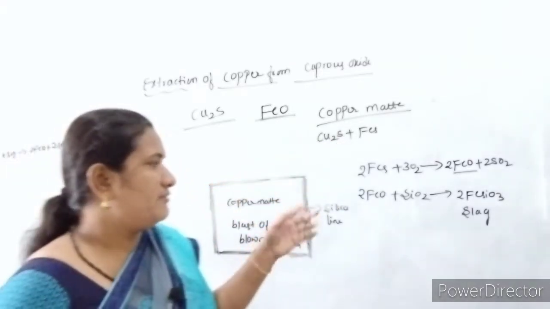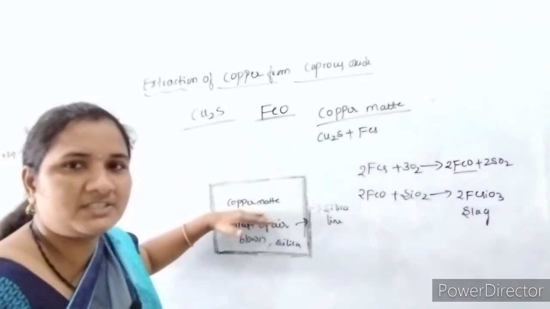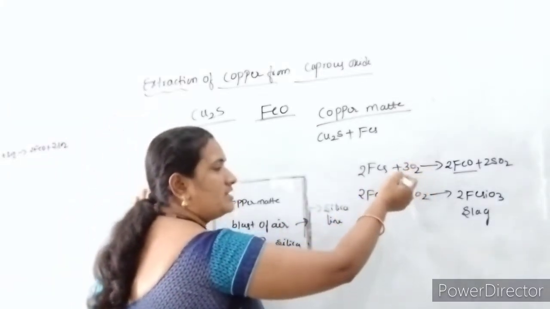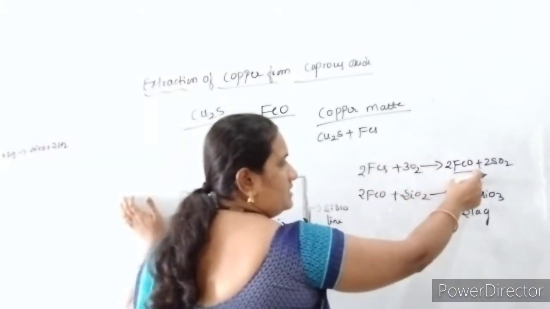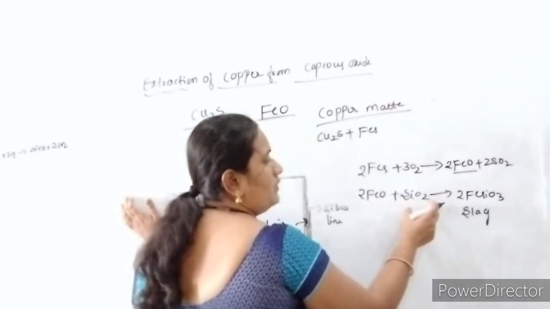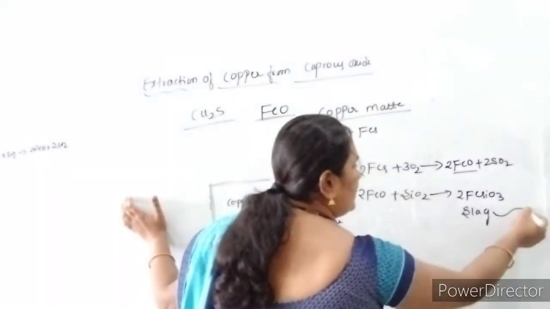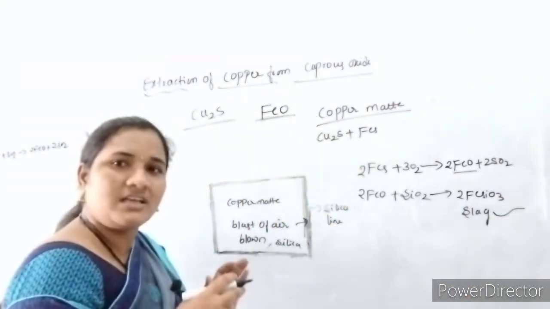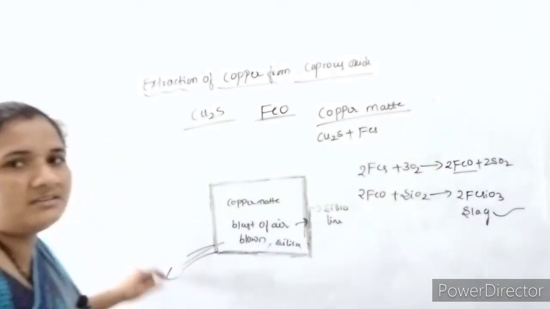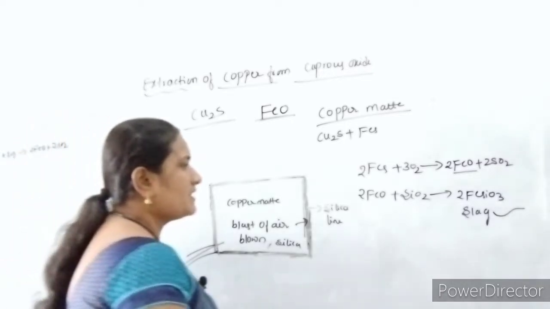So once again I will tell you, only in the first step the ferrous sulfide which is present in the copper matte should react with oxygen, or undergo oxidation, and it will be converted into ferrous oxide. This ferrous oxide will react with the silica and form ferrous silicate. It should be removed as slag because it is an impurity. So the slag should go out like this, and we are going to collect this slag in a separate container.